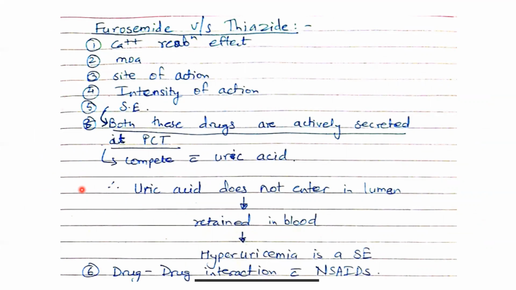What is the intensity of action? Can you recall which is mild and which is strong? Furosemide is a strong diuretic, whereas thiazide is a mild diuretic. Why so? Are you able to recall it, students? Because furosemide, what it does, now you have to join the dots. Remember, try to recall the mechanism and site of action.